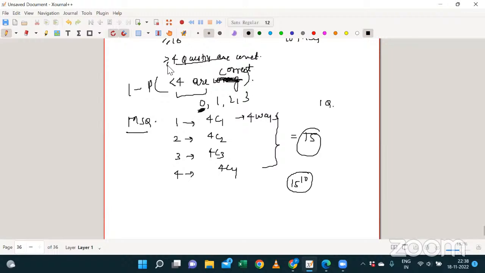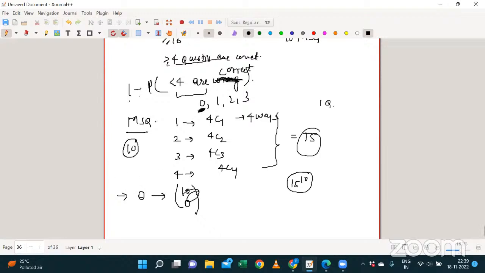If greater than or equal to 4 questions are correct, I can say 1 minus the probability that less than 4 are correct. So if less than 4 are correct, in how many ways can students get 0 questions correct? Then all are wrong. That means 10C0. There are 10 questions, and I'm saying 0 questions are correct.